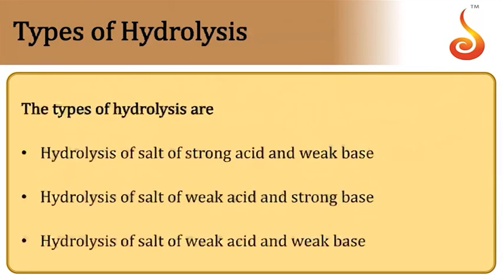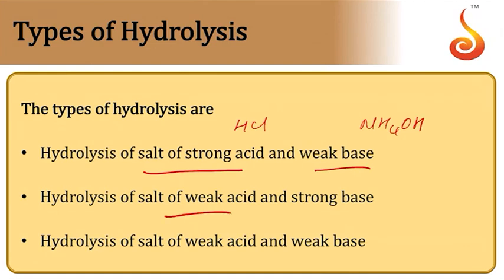Now, we have different types of hydrolysis. First is hydrolysis of the salt of a strong acid and a weak base. For a strong acid you can take HCl, and for a weak base you can take something like ammonium hydroxide. Their salt will be ammonium chloride.